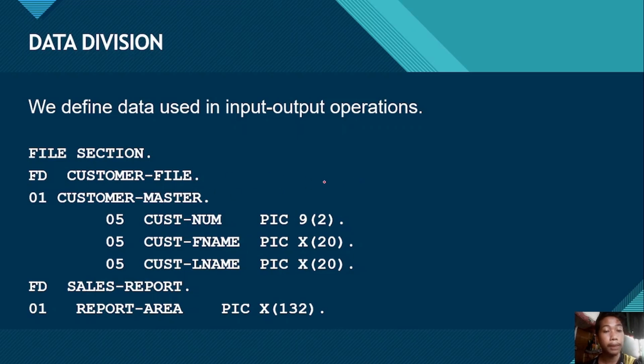So an example is file section, then FD customer file, 01 customer master, 05 cost num, pick 9 parenthesis 2, 05 cost F name, pick X parenthesis 20, then 05 cost L name, pick X parenthesis 20, then FD sales report is under 01 report area, pick X parenthesis 132.